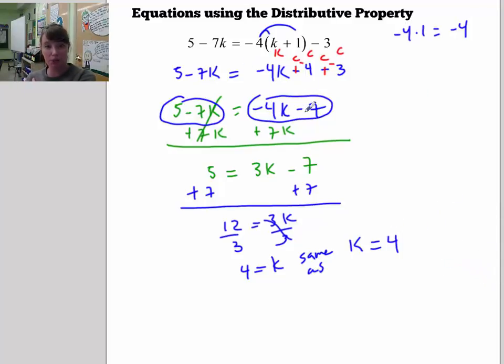So I could put this back in here and check it if I wanted to. We'd have 5 minus 28 should be the same thing as negative 20 minus 3, right? 5 minus 28 is, what is that, negative 23, and that's the same as, this is also negative 23 on this side. So I just checked it visually.